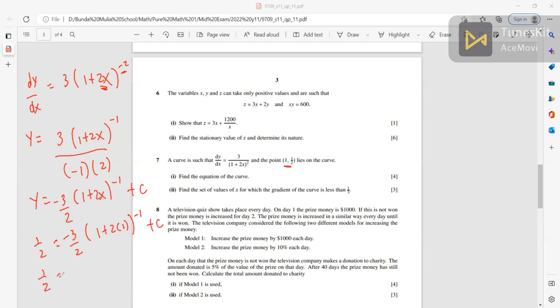So 1 over 2 equals minus 3 over 2 times, 1 plus 2 is 3, so times 1 over 3, plus c. So this cancels, and then I can get c equals 1. So I get the equation: y equals minus 3 over 2 times 1 plus 2x to the power minus 1, plus 1.